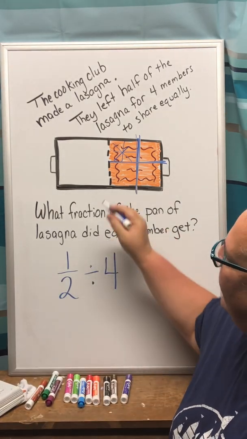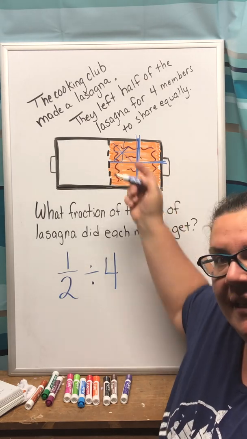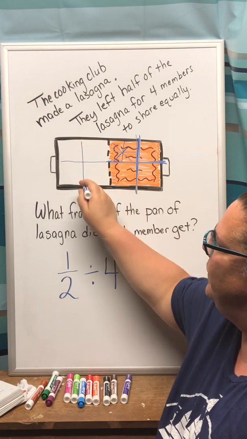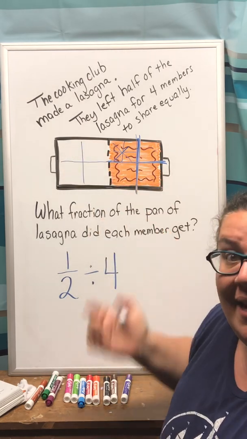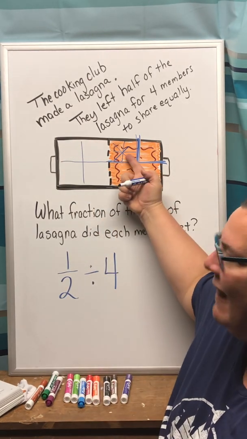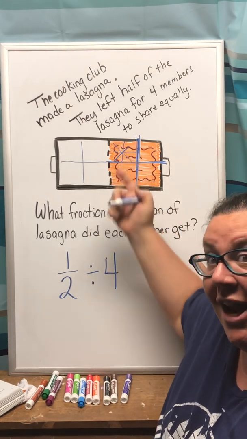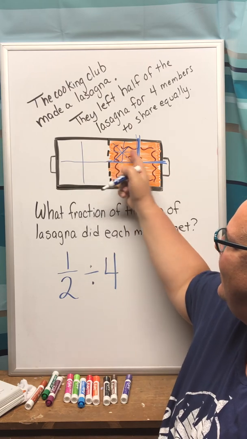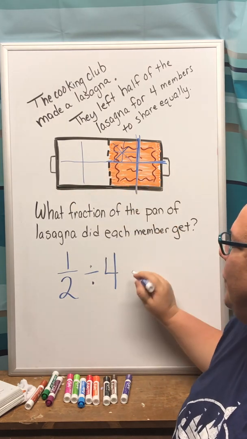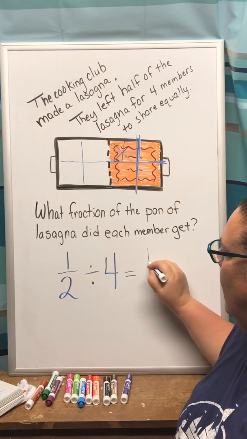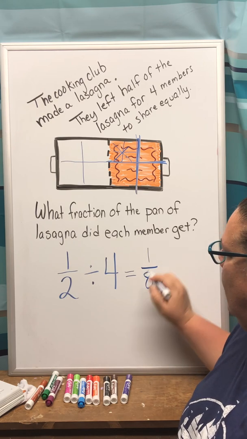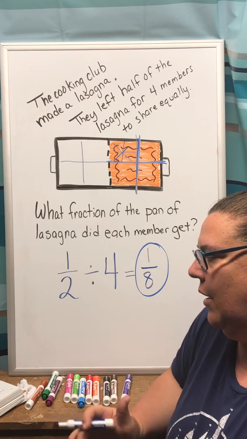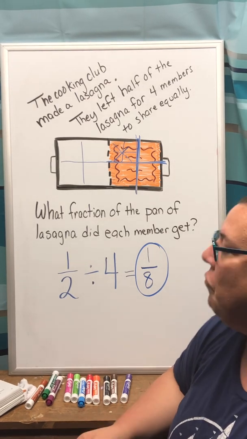So what I have to do is, if this part cuts into 4 equal pieces, that means this part would do the same thing so that both halves look identical. So if I'm eating that one piece, I'm actually not eating a fourth. I'm eating 1 out of 1, 2, 3, 4, 5, 6, 7, 8. So I'm eating 1/8 of the entire lasagna.